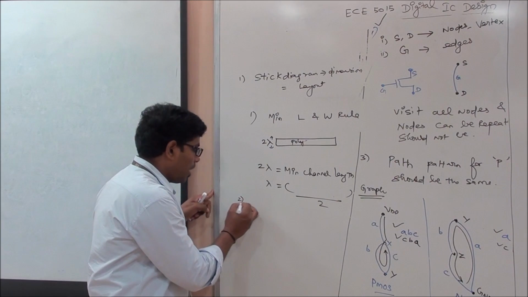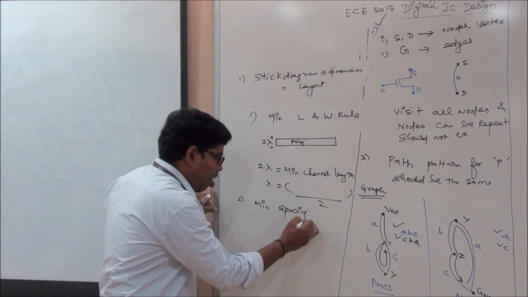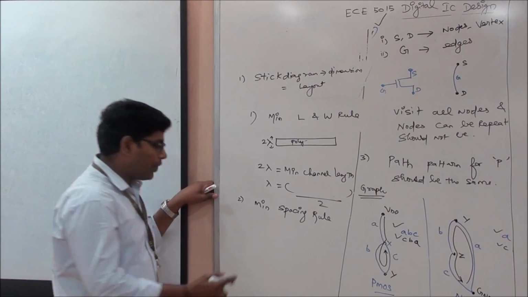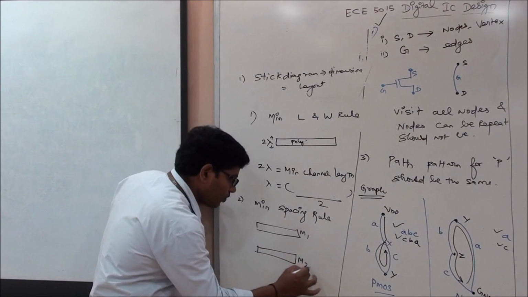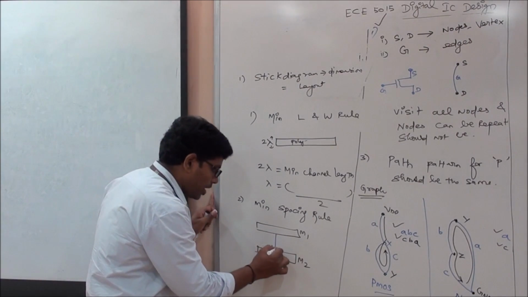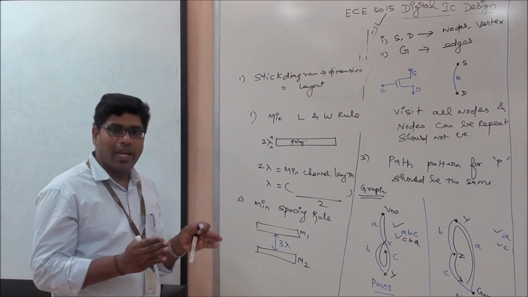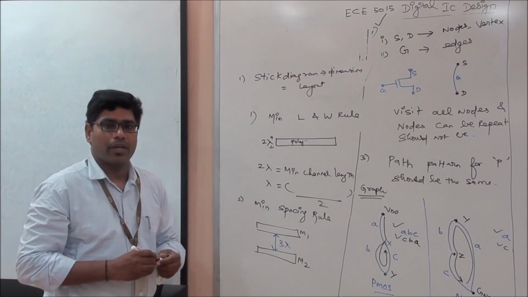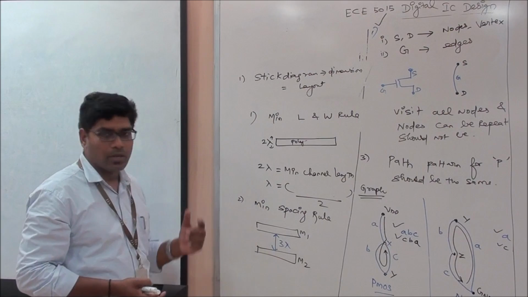Second thing is the minimum spacing rule. This rule says something like this. If I have two metal lines, say metal line 1, metal line 2, what should be the spacing between these two metal lines? Say suppose it is 3 lambda. What it means is, any two layers should be separated by a minimum of 3 lambda or 4 lambda, whatever the prescription says in the layout rules, that should be followed. This is called spacing rules.